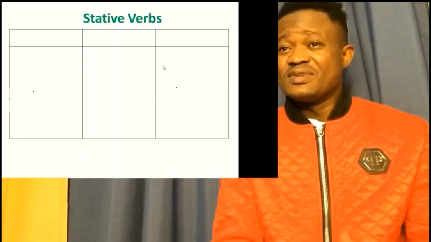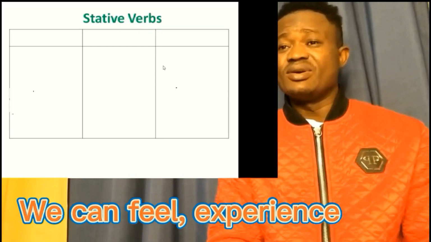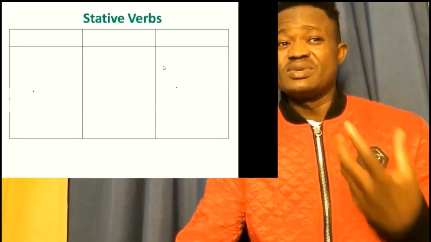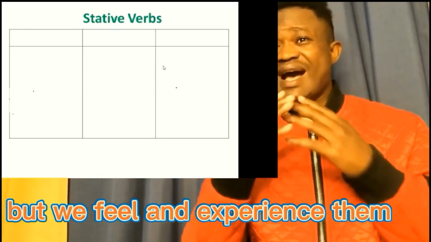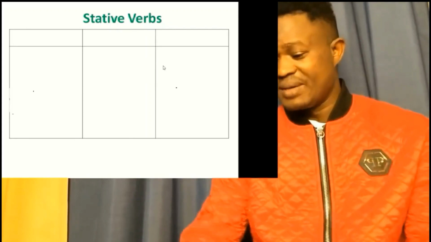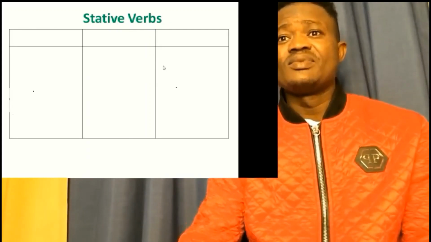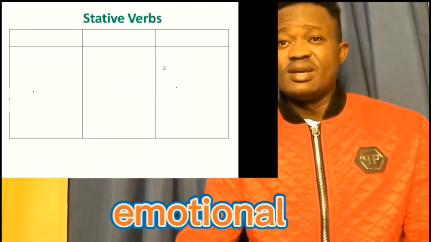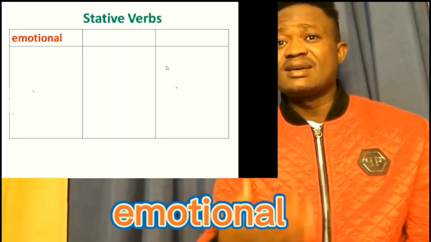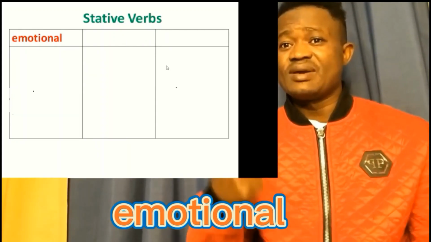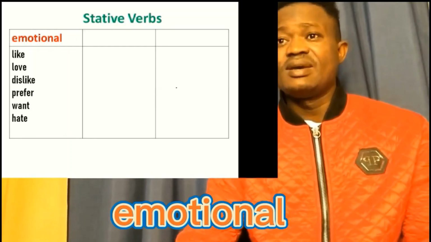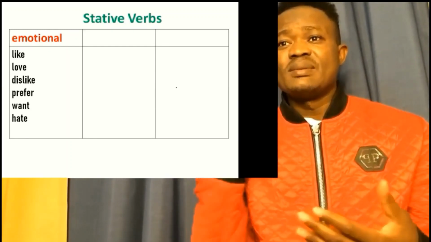These are verbs we can feel, experience, but we can't touch. We don't touch them, but we feel them, we experience them, but they are not action verbs, they are not moving verbs. Okay, all right. Emotional, we have a lot of words like love, dislike, prefer, want, hate. These are emotional verbs.